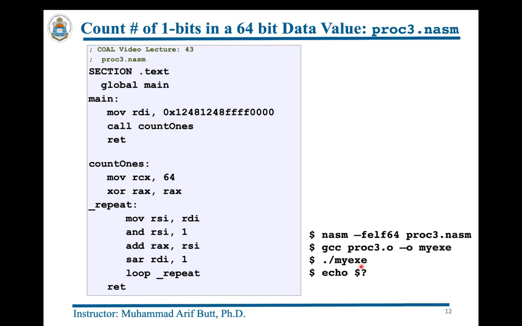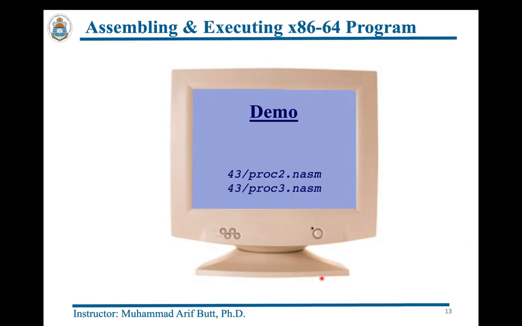Now, can anyone tell me what will be there inside this dollar question mark variable? Yes, of course, the number of 1 bits over here. Can anyone calculate it? Yes, it is 24. F means 4 bits, F means 4 bits, F means 4 bits, F means 4 bits. And this 8 is actually 1. This 4 is also 1. And if you count all these 1s inside the binary representation of this hex value, you will get 24. That is great.